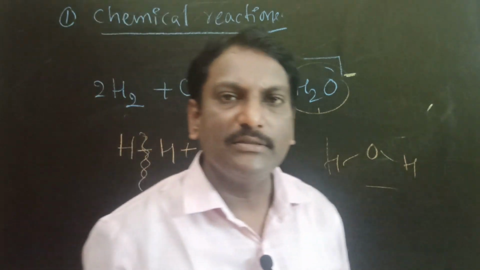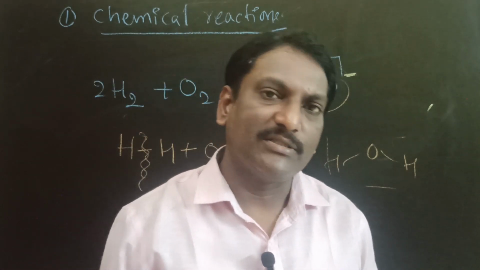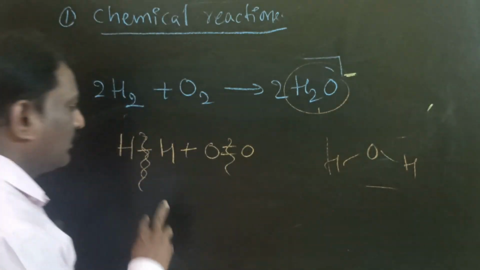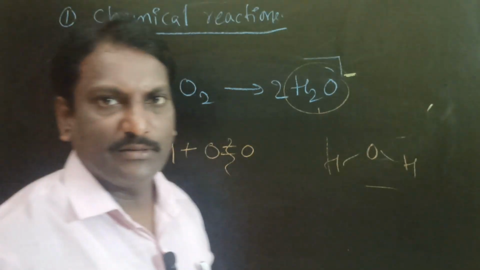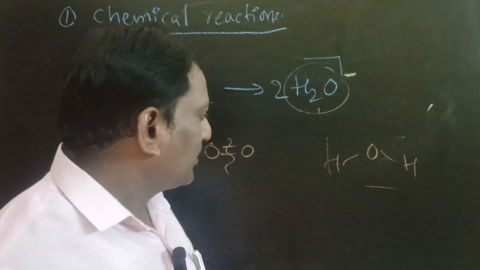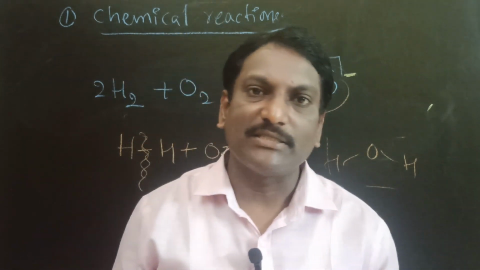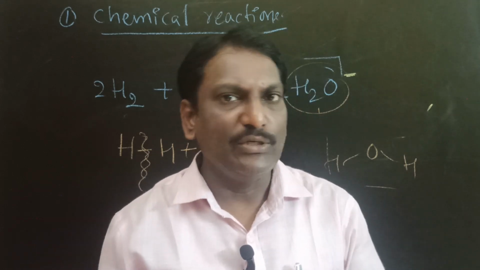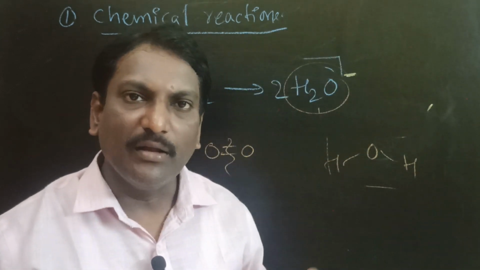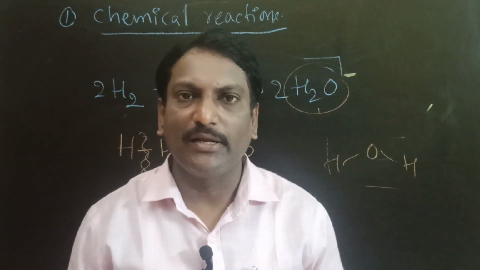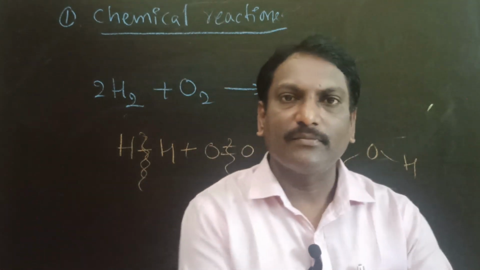Point number one, very, very important: during the chemical reaction, breaking of bonds and making of bonds take place. Next one: at the same time, during the chemical reaction, rearrangement of atoms takes place. One more point: there is no creation of new atoms, there is no destruction of atoms. No creation, no destruction. Only rearrangement of atoms takes place during the chemical reaction. So this is what is meant by chemical reaction, reactants and product. Is it clear to you?